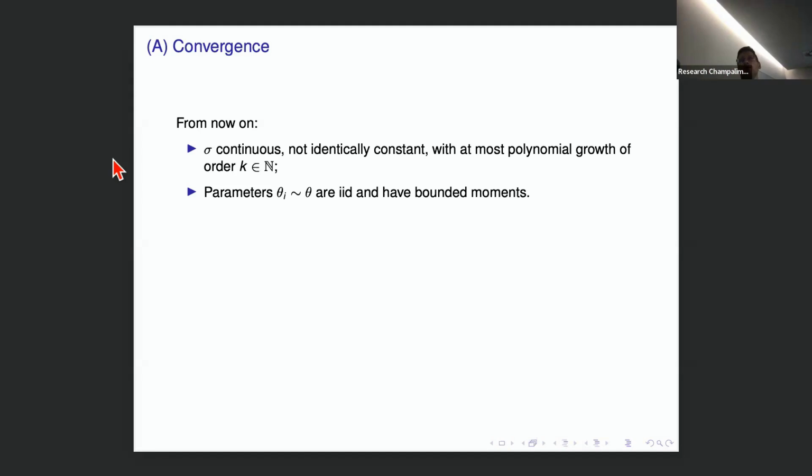Okay, so sigma is going to be continuous, not identically constant, and with at most polynomial growth of order k. Okay, so that's the rate of growth. And suppose it's polynomial growth. Why would you ask for something that grows faster? Anyway, seems fair enough. And then the parameters at initialization are going to be generated again at random through IID distributions, and I'm going to require that they have bounded moments, okay? That the moments are all bounded. So in some theorems, we just need the first moment to be bounded, but I'll just put it like this to be safe.